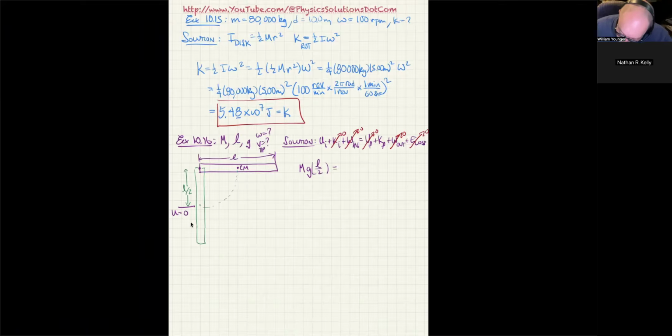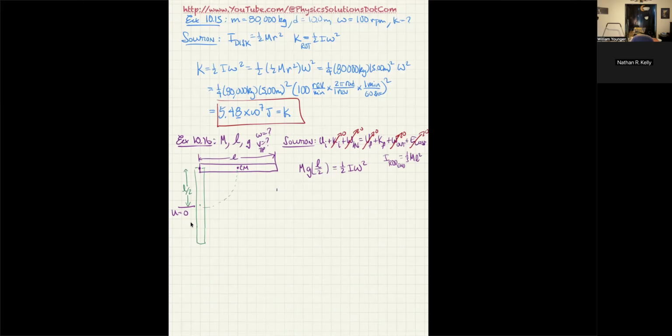Now our kinetic energy finally, in this case, the object's not actually moving translationally. It's just rotating this way. So it only has one half I omega squared energy. But it's a rod rotating about its end, so I for a rod about its end is equal to 1/3 ml squared. So now I can plug that in.